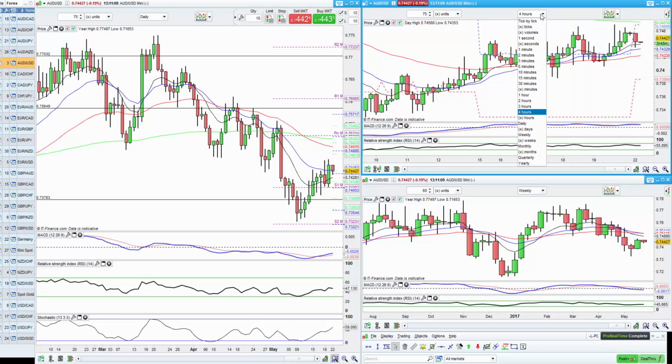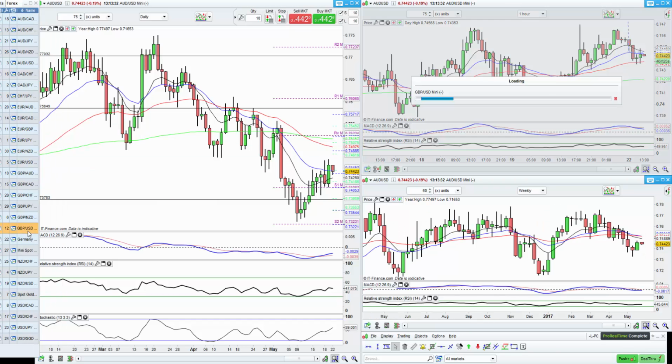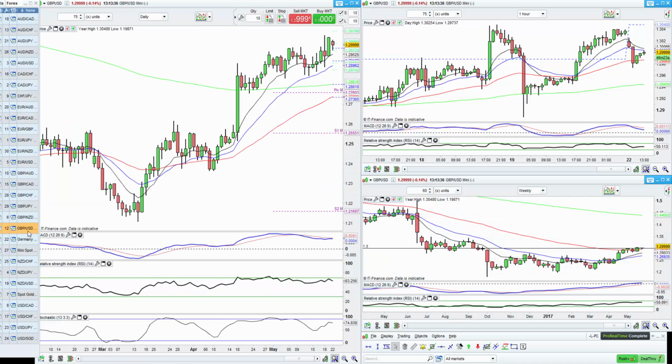If we take a look at a lower time frame, so let's take a look here on the 1 hour. We already broke this uptrend, so we made a lower low. I'm looking for this lower time frame to change direction, and then I'll look to take this market in the direction of the overall higher time frame trend. The last market that I want to take a look at is pound versus the US.